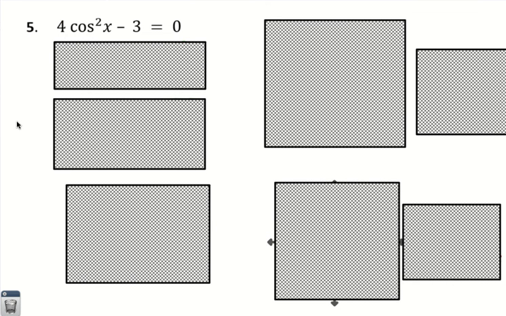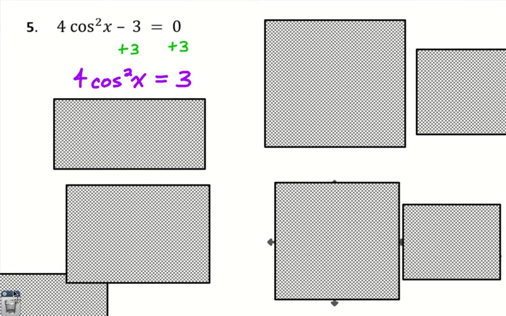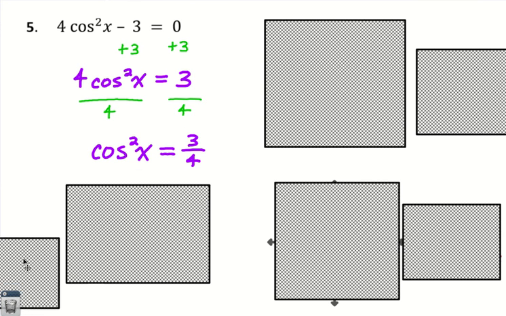This one looks like it's going to be very similar, in a way. But first, I think we need to get that cosine squared, if we can. And we can. Right? So we can get the cosine of whatever by itself. But first, we've got to get cosine squared of x by itself. So we'll add 3 to both sides, then divide both sides by 4. And what's the final move here? To get cosine squared of x into becoming just the cosine of x.